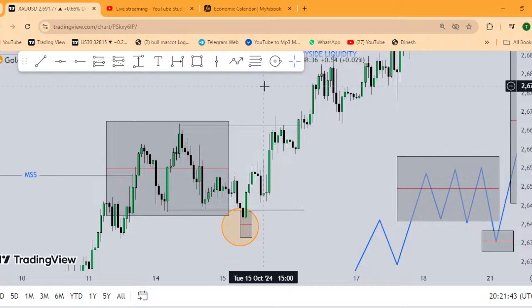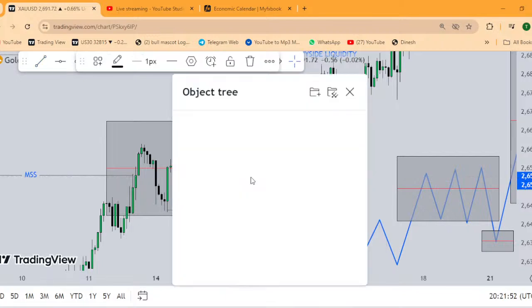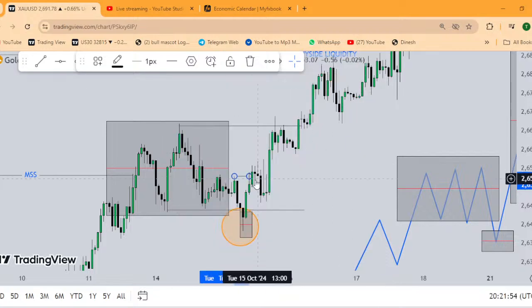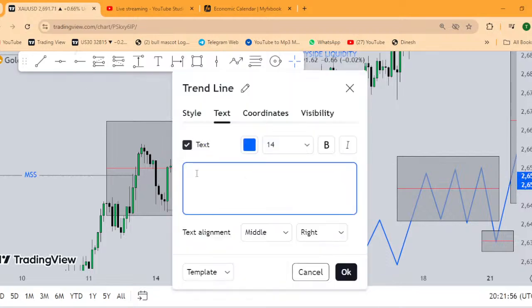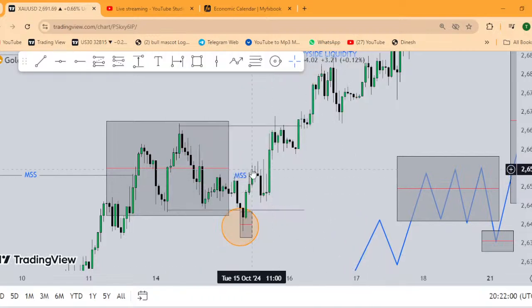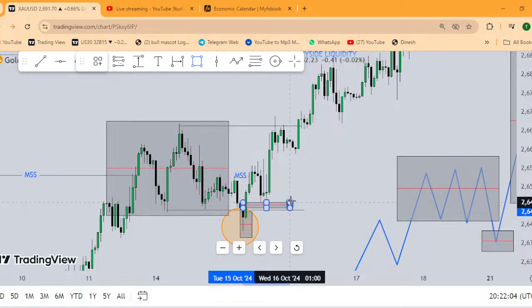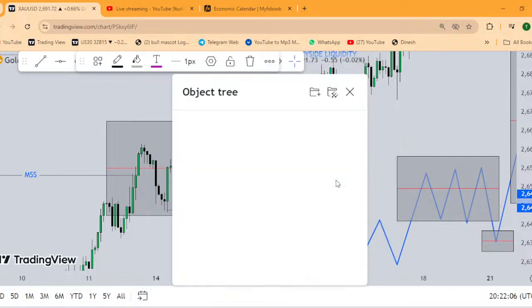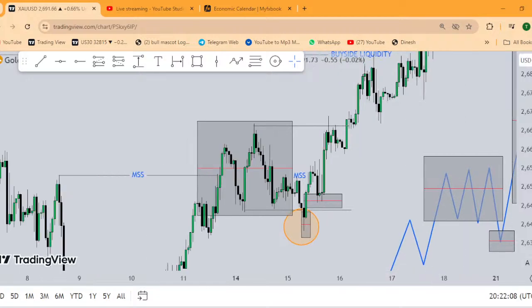So those who can see this, we have a sweep of those lows, then we get a market structure shift here, a market structure shift here, and then price retraces back to a fair value gap zone. And then we pump contracts there.